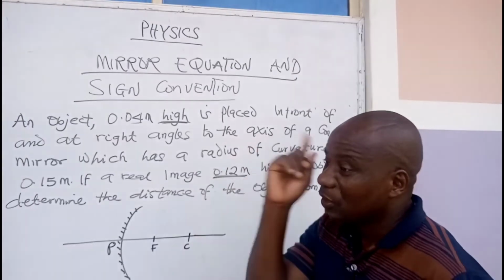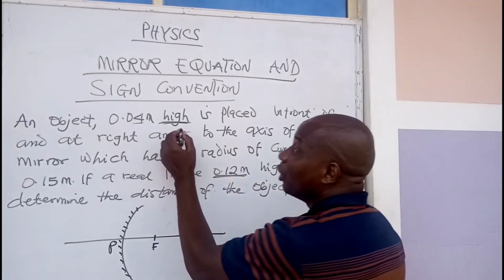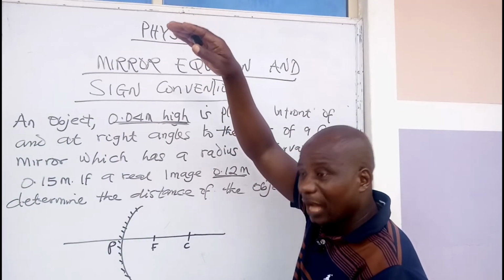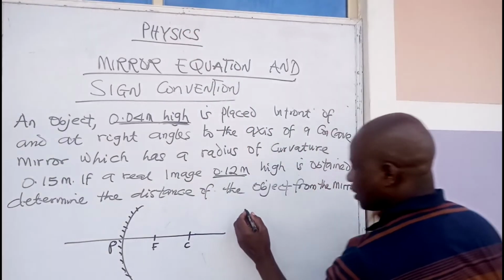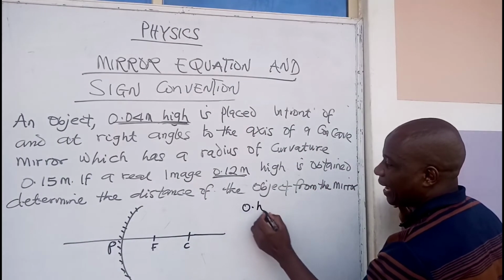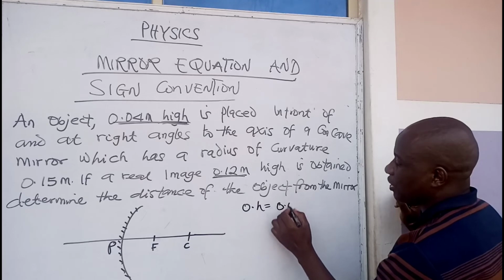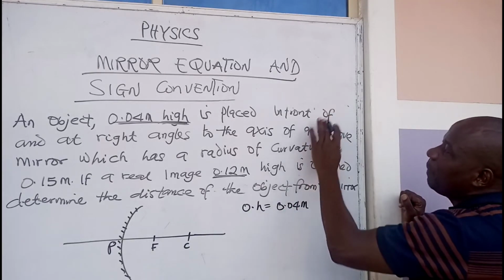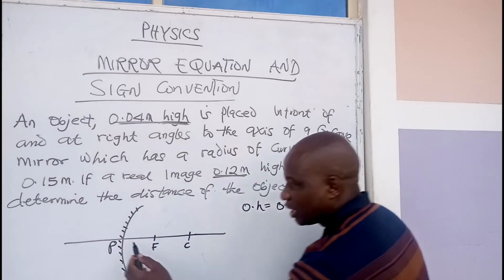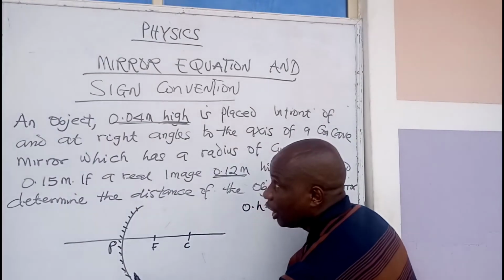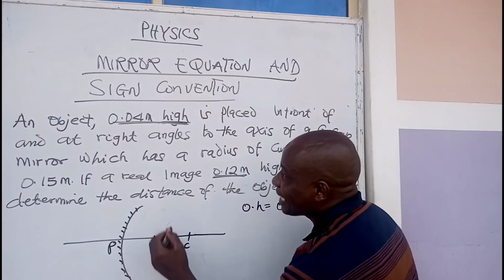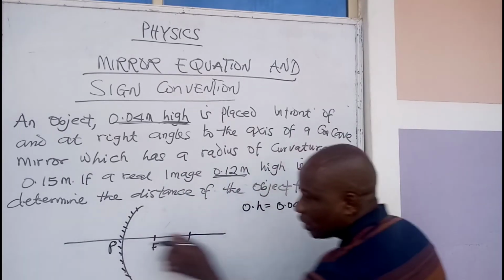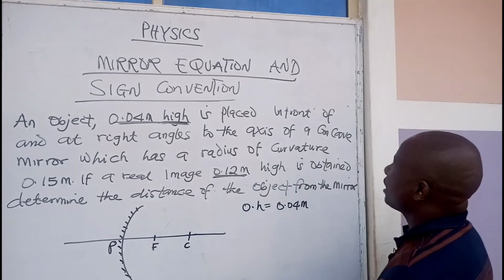Now, the question says, an object is 0.04 meters, placed in front and at a right angle to the axis of a concave mirror. Please, do not make mistake. This is not V, this is how tall the object is. So I will say object height is 0.04 meters.